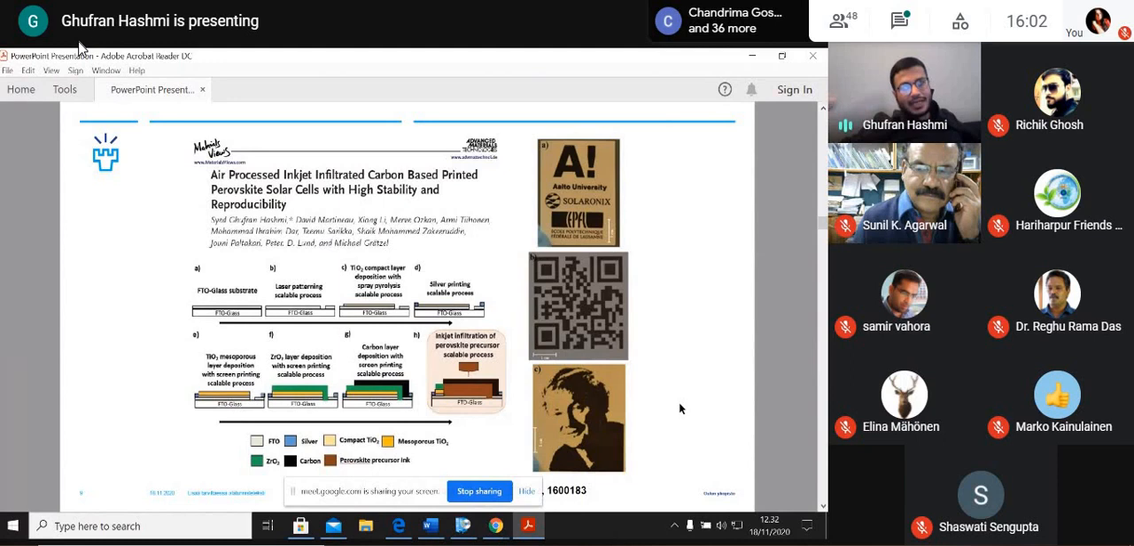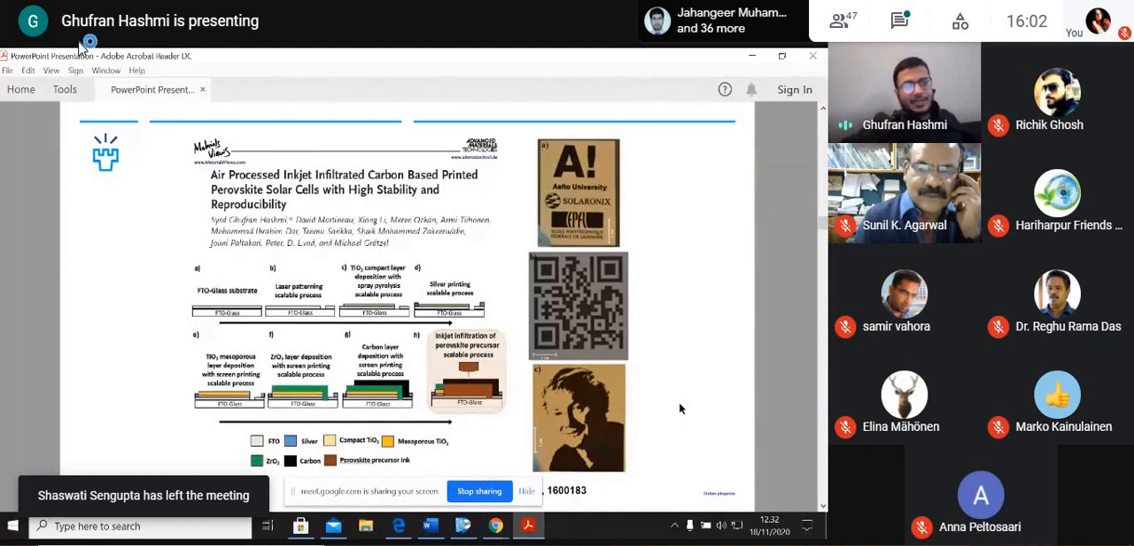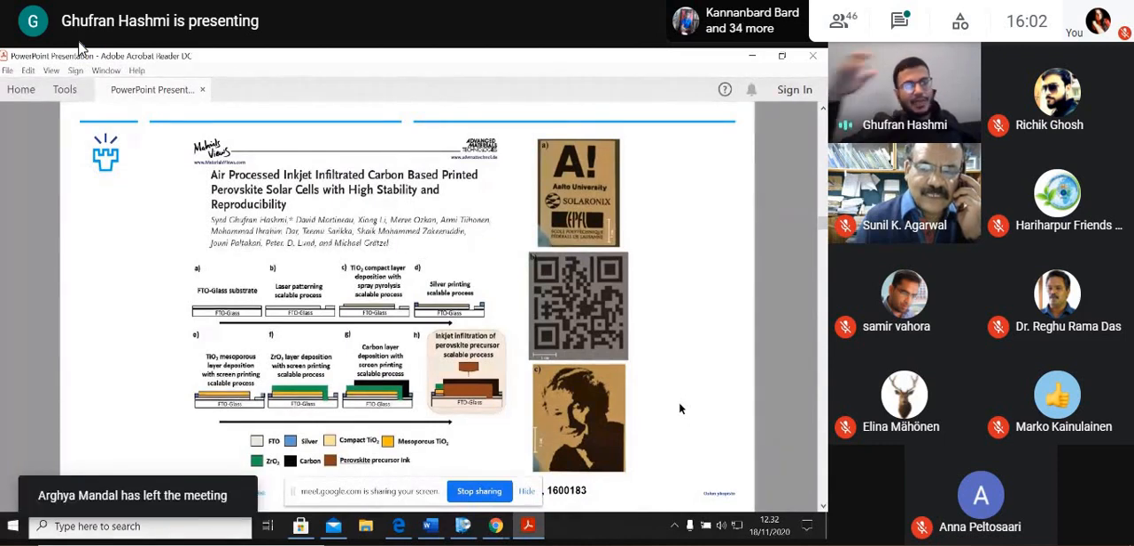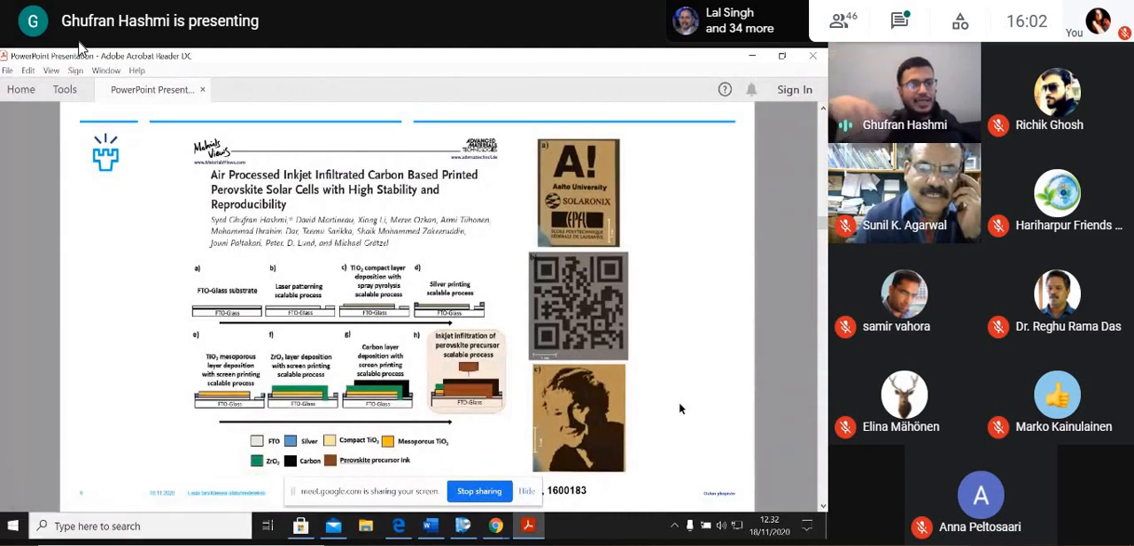So the first work related to this structure was that you just coat the electron transporting layer, and then an insulating zirconia or aluminum oxide layer. And then you can print the abundantly available carbon nanoparticle based layer, which works as a hole collecting layer. Then from the top you infiltrate the perovskite precursor, which goes through the pores, and when you heat up the substrate, it crystallizes.